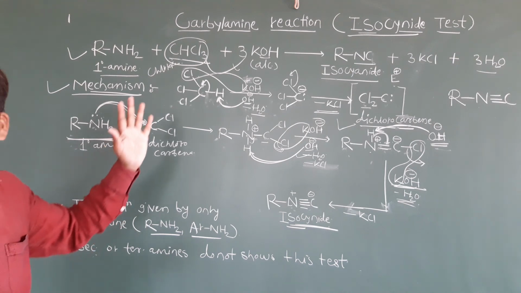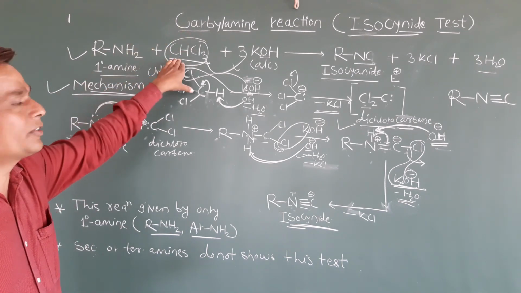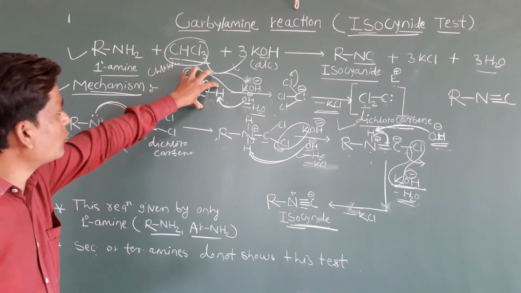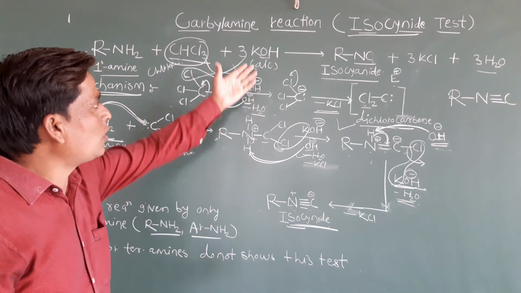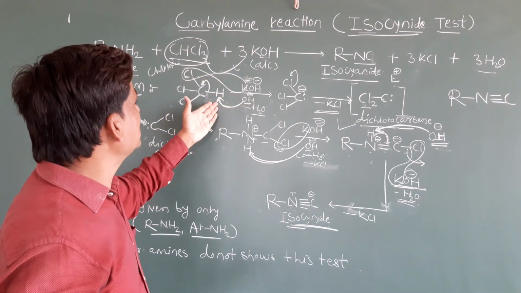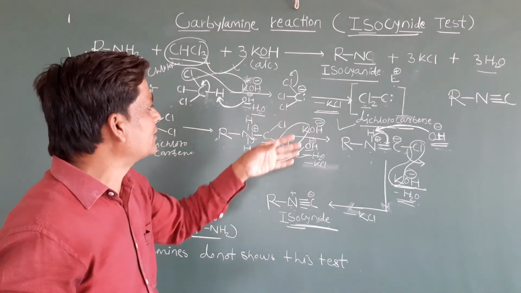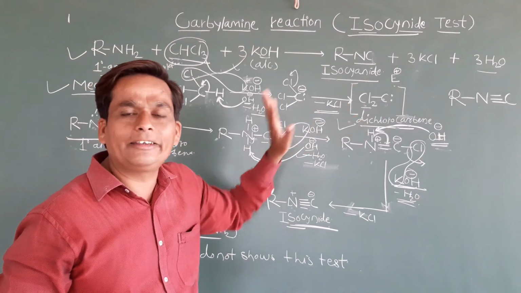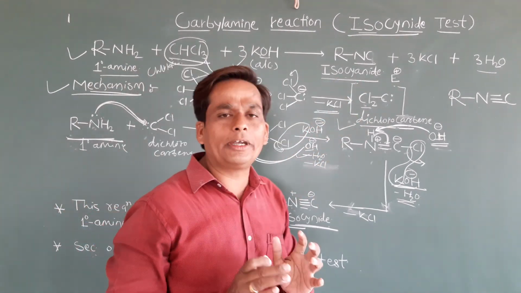It is a very simple mechanism. What is given in the mechanism? First of all, in this reaction you use chloroform. That chloroform reacts with KOH, the base. So by using this KOH, here we get the dichlorocarbene. You can react 2 times here. Dichlorocarbene is the intermediate. This is a very important step.